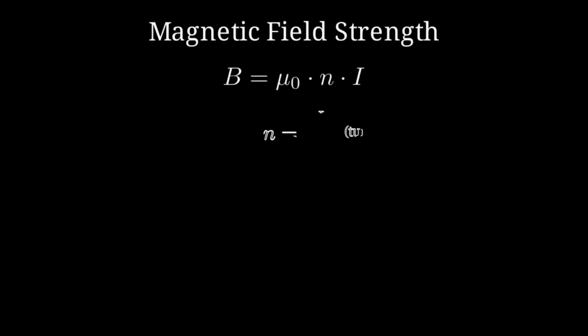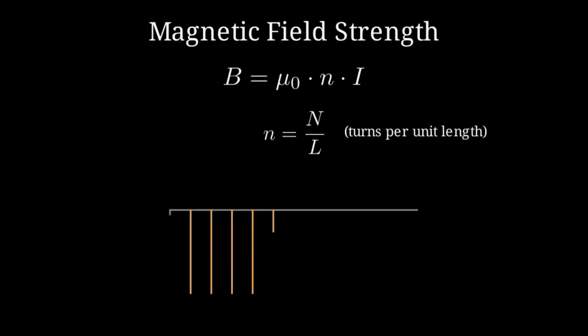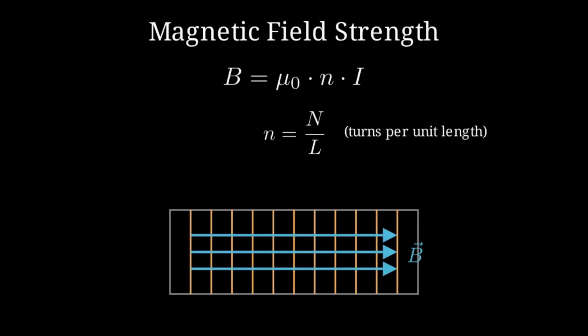We can relate the current to the magnetic field strength, B. For an ideal solenoid, B equals the permeability of free space times the turn density times the current. This allows us to substitute current out of our energy equation.